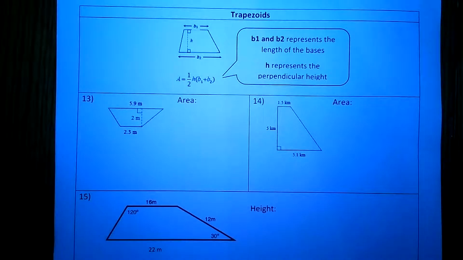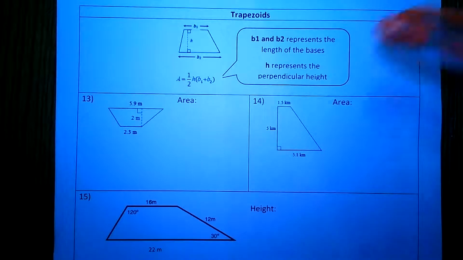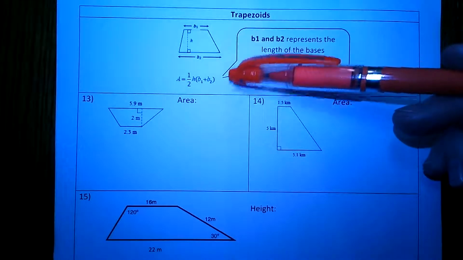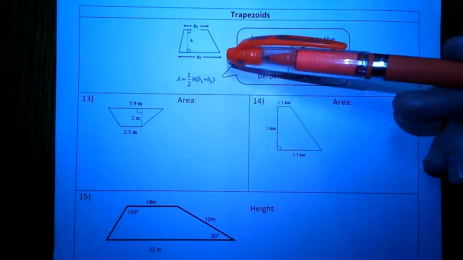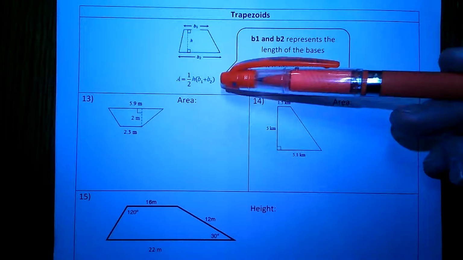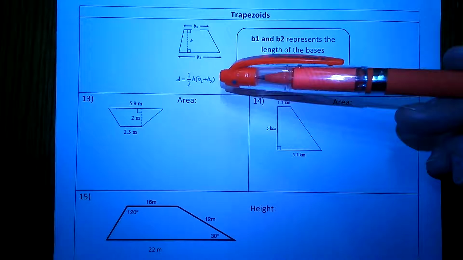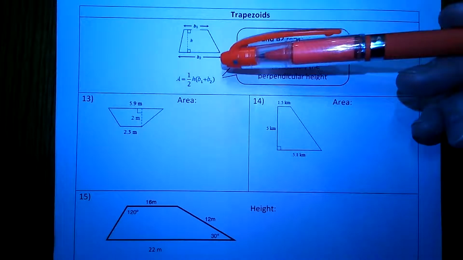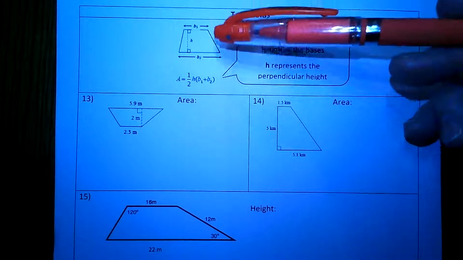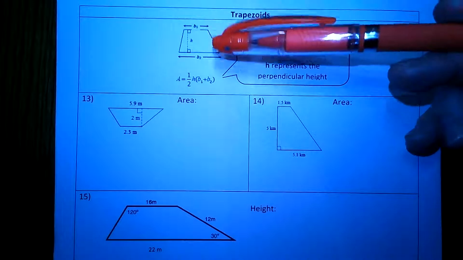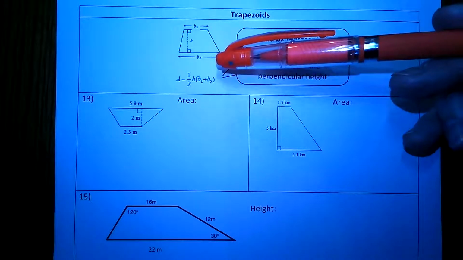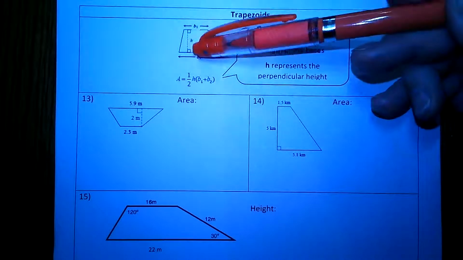Okay, welcome back. I hope that was pretty easy for you. The next shape we're going to study is called a trapezoid. And here's your picture of a trapezoid from your formula sheet. A trapezoid has two bases, and that's what B1 and B2 are. B1, B2, they have to be two separate bases because you can tell they're different lengths. B1 looks short, B2 looks long. We also have a height in there again.